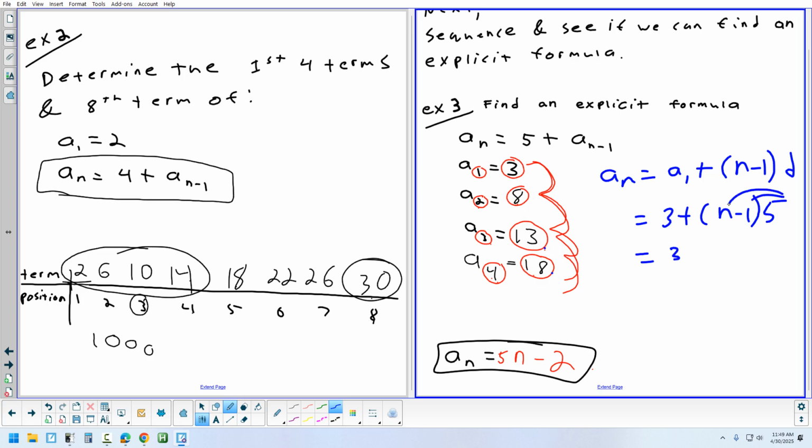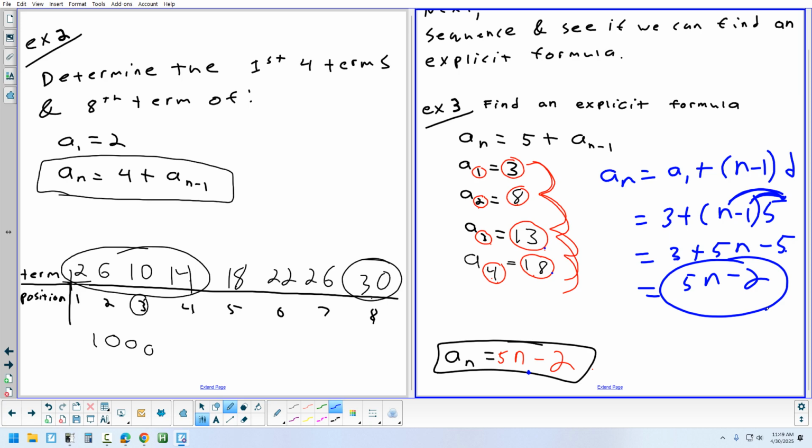Distribute the 5. What's 5 times n? 5n. And what's 5 times negative 1? Negative 5. Now combine like terms. What's 3 minus 5? Negative 2. That's exactly the same formula that we got. This was just looking at it and trying to figure it out. This was following a set of steps to figure it out.